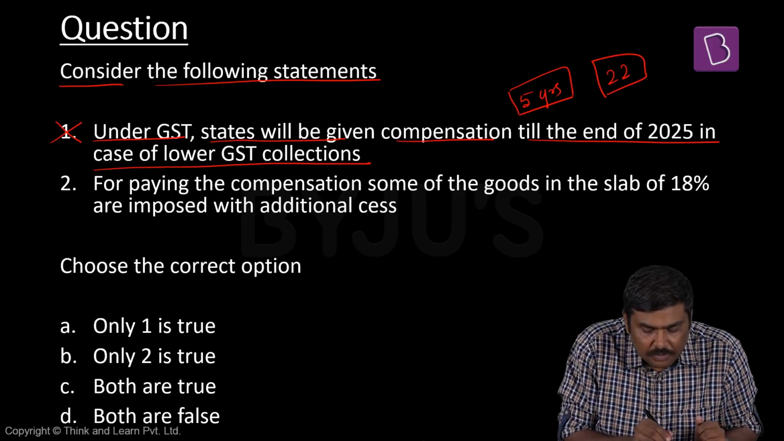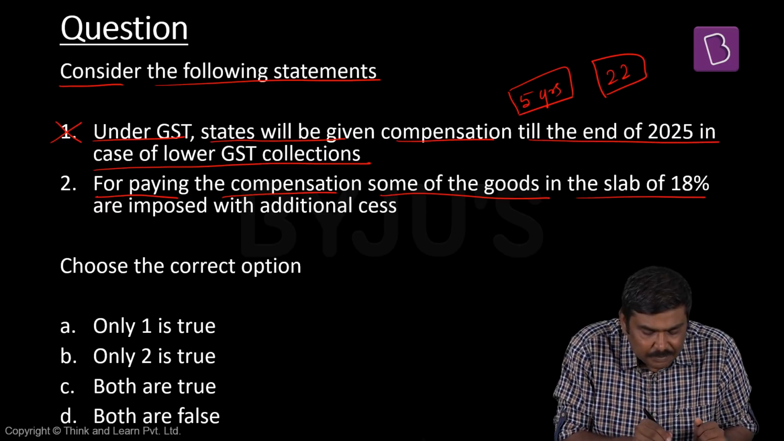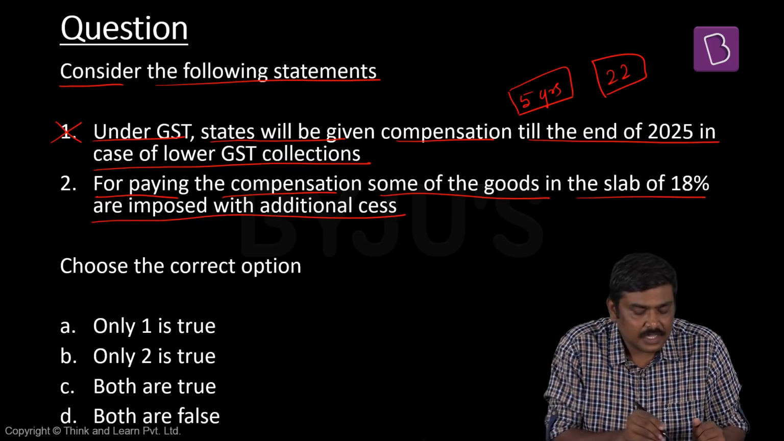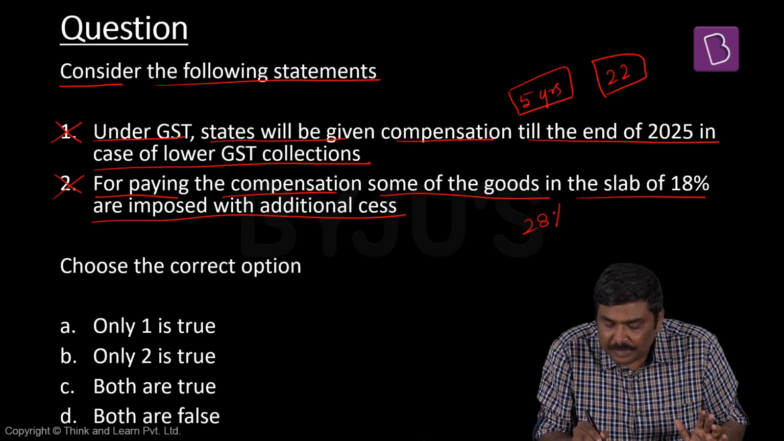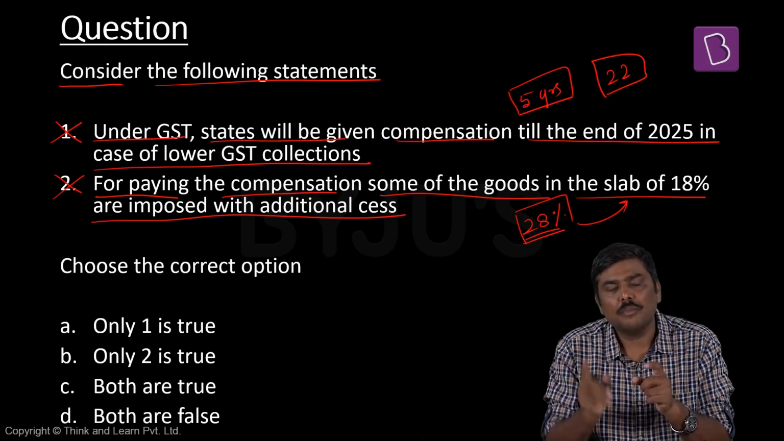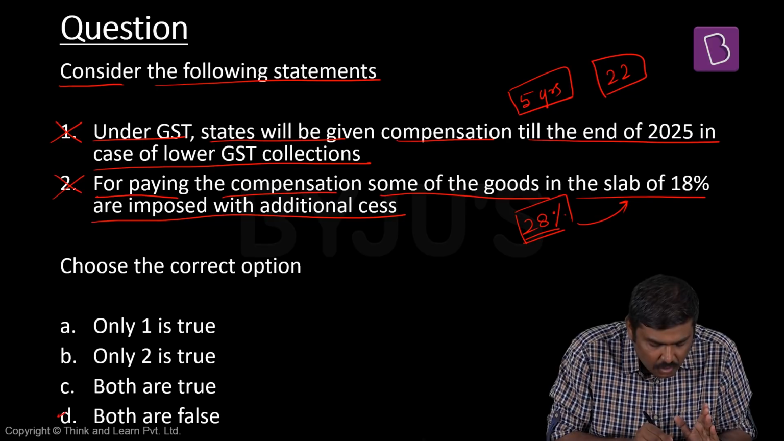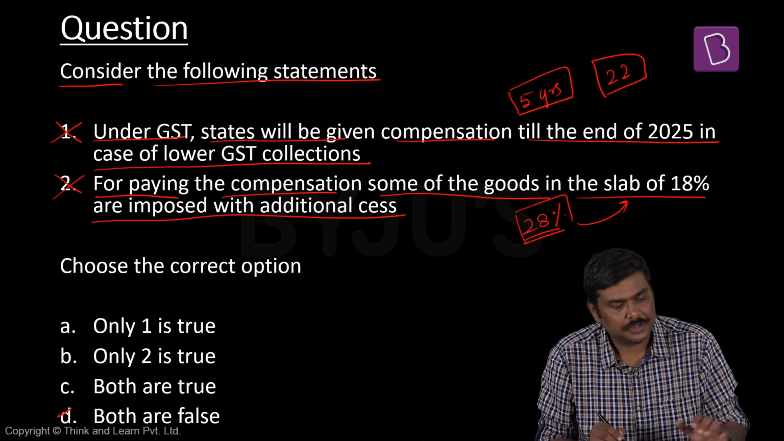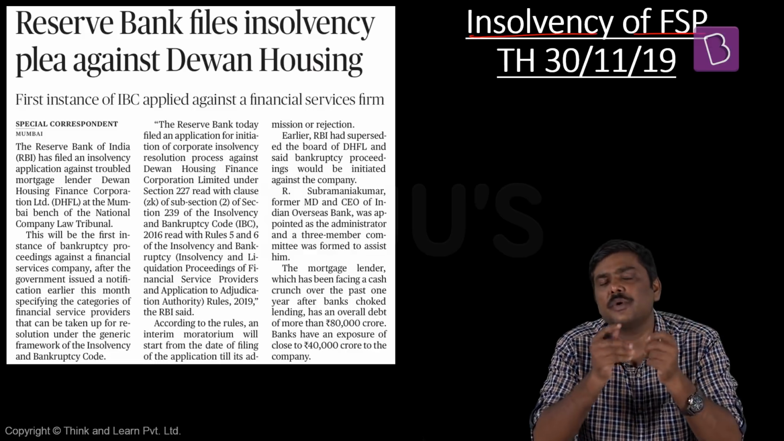Second statement: for paying the compensation, some of the goods in the slab of 18% are imposed with additional cess. This is wrong. The goods which are under the ambit of 28% have been identified, and on these we have imposed the compensation cess. So both the statements are wrong. The right option will be option D. Both are false.